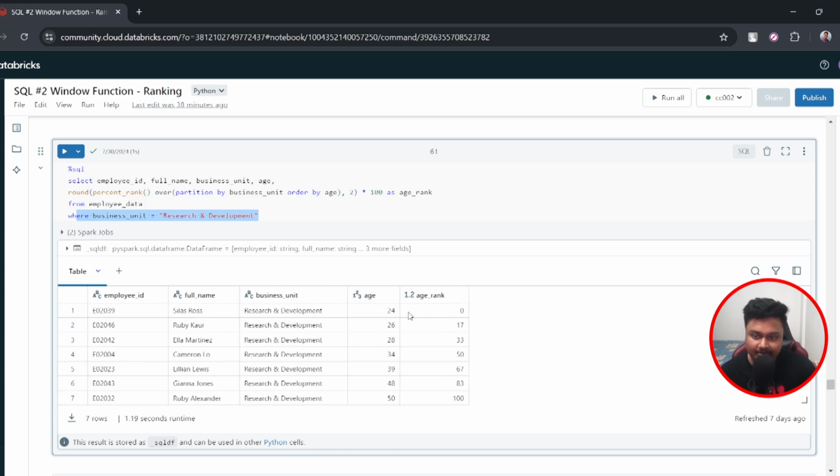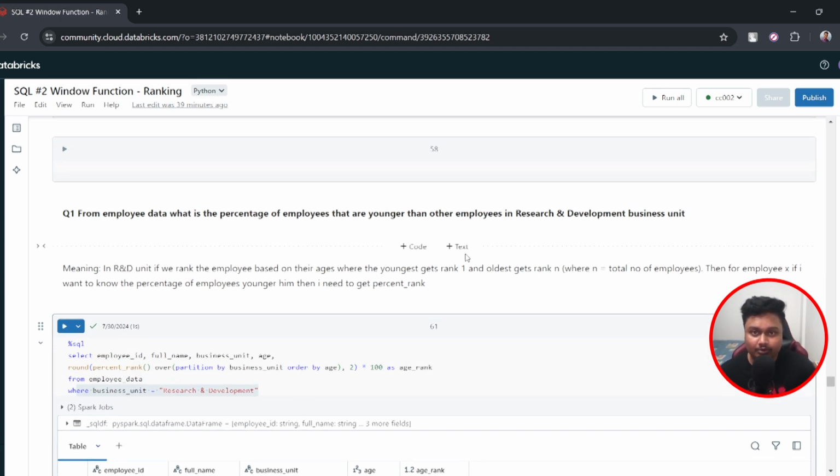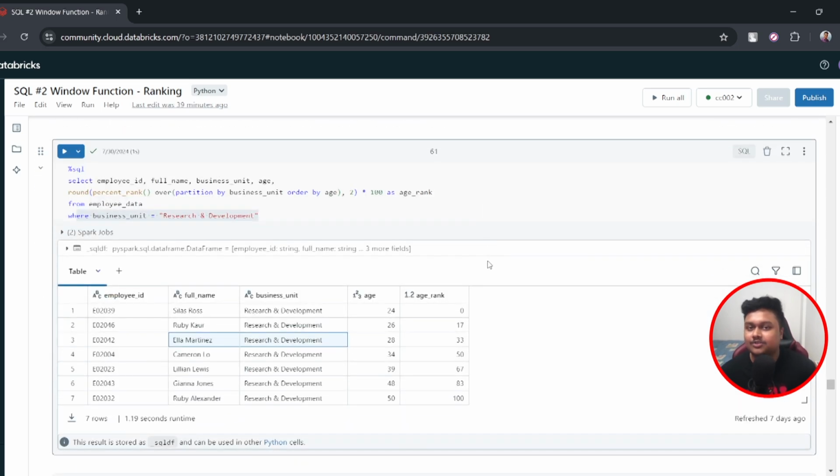Here, for age 24, the percent rank is 0. Basically 0% of employees are younger than this person. Then for this particular person, 17% of employees are younger. Similarly, for the third record, 33% of employees are younger than this person. So I hope you understand now how percent rank works, and if a question like this comes, what you have to do to solve it. Now let's go to the next topic.